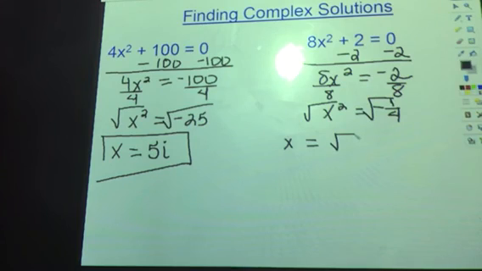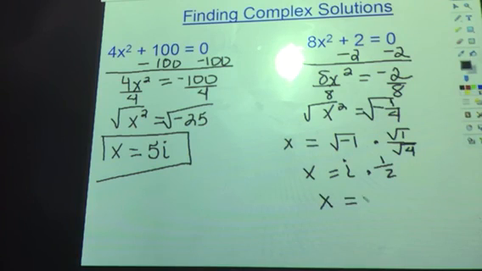Okay, this is the square root of negative 1, and I'm going to separate this. This is the square root of 1 divided by the square root of 4. Okay? Square root of negative 1 is i. The square root of 1 is 1, and the square root of 4 is 2. So our final answer is x equals plus or minus 1/2 i.